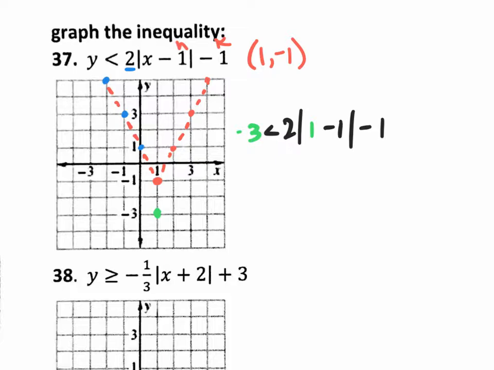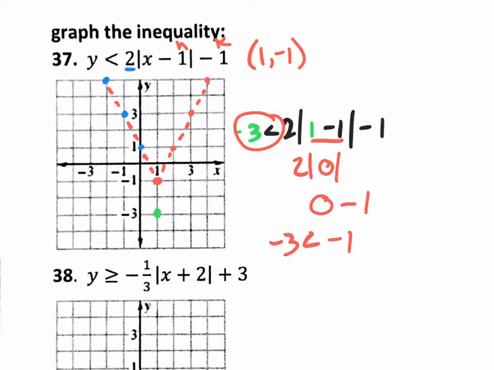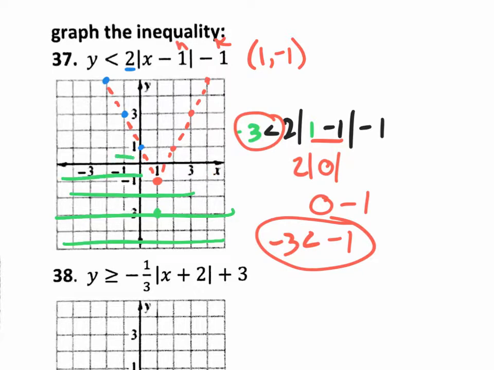So when I test this out, 1 take away 1, 0. 2 times 0 is 0. Bring down the -1. 0 take away 1 is -1. And over here we have -3 is less than that -1. So the question is, is that a true statement or a false statement? Is -3 less than -1? Yes, it is. So this guy right here does work. So it is an answer. So that means that all of these out here are answers. So you'd have to shade in everything that's on the outside of the V.